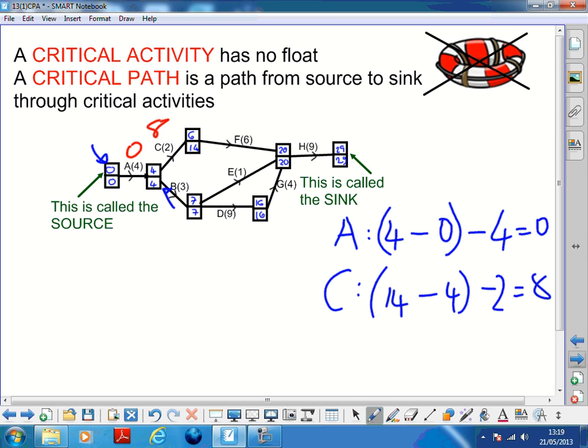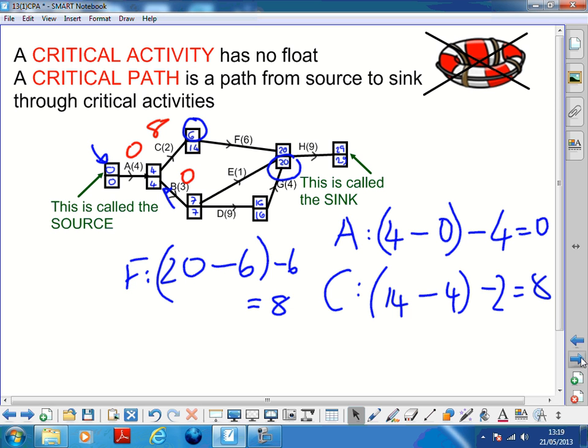Any more floats? For B, there's no float. For F, there's no float. There's no float because it's 20 goes from 14. Yes, 20 is how late it has to finish by, but it could start at time 6. Ah, see. It could start at time 6. Right, so it actually has a float of 14 as well.